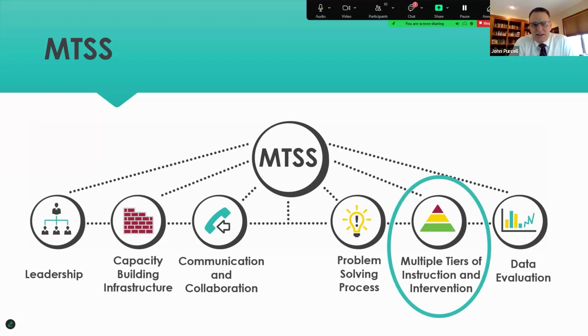Tonight, we're talking about the instruction and intervention domain. We'll just touch on that, and 1.5 is part of that. When you're looking at instruction and intervention, we're looking at data: the benchmark data, diagnostic data, and progress monitoring data. We're having that collaboration and communication in our PLCs, and as part of that PLC, we're in a problem-solving process.